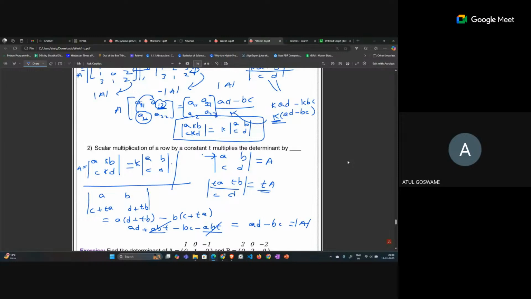So this is another property. The determinant of this is equal to the determinant of A. Property 3.